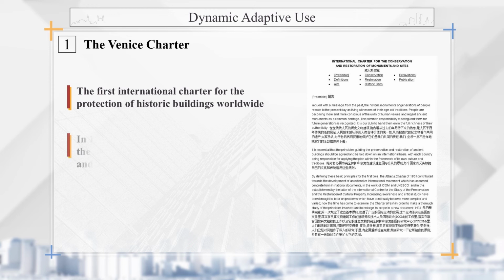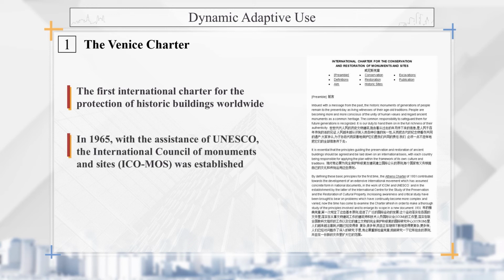At the same time, in 1965, with the assistance of UNESCO, the organization established the International Council on Monuments and Sites, ICOMOS, which became the only international non-governmental organization in the field of conservation and restoration of monuments and sites, and played an active role in the protection of international heritage. It is the continuation and development of the Italian school, which lays the theoretical foundation for the protection of modern cultural heritage.